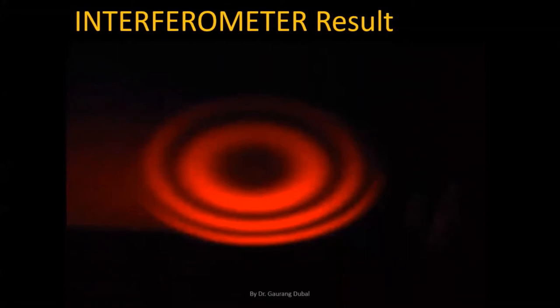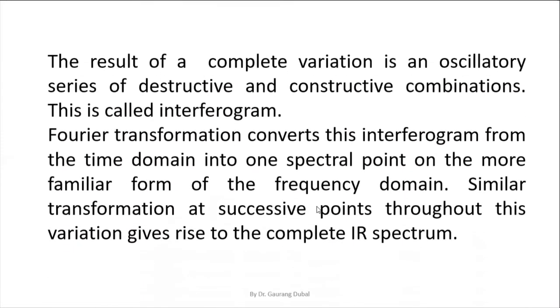If you take an interferogram, you will find some circles, some dark black circles, some red circles. This type of pattern you will observe in the interferogram. There are two things: the black part shows destructive interference, and the other part shows constructive interference. So it is an example of some destructive and constructive patterns happening. Next, the result of a complete variation is an oscillatory series of destructive and constructive combinations.